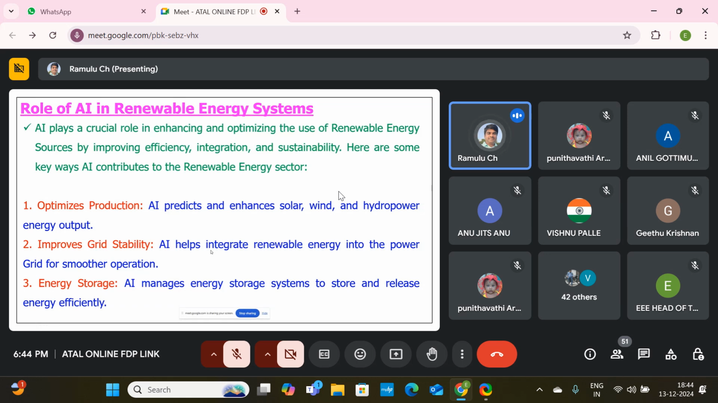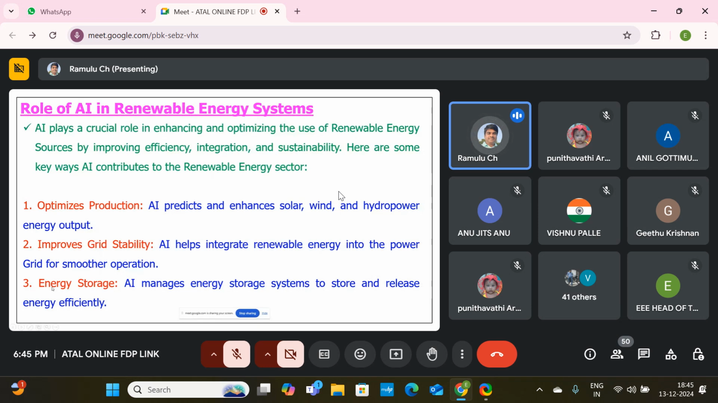So AI takes care of this based on the demand. If the demand on the grid is more, under such a situation, with better AI techniques, we can extract more and more power from the renewable and feed it to the grid. Whenever that kind of power is not there, then we can take from the grid. Such things are possible. So in that way, we can improve the grid stability.